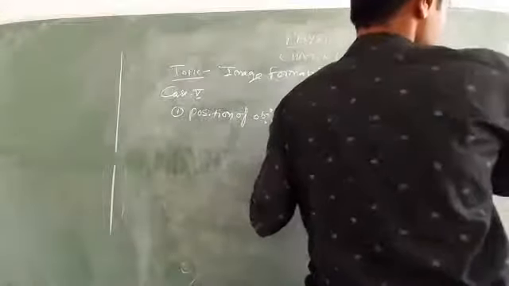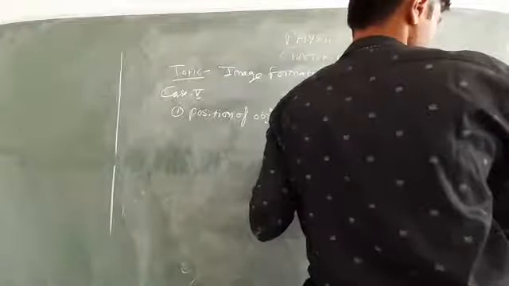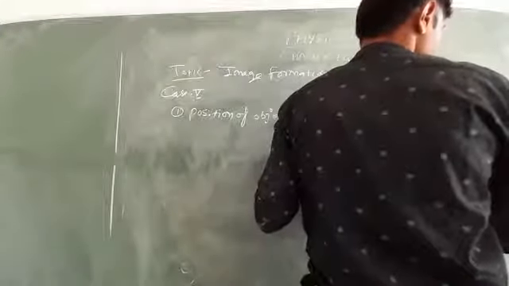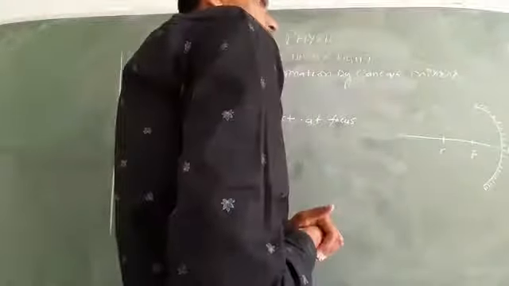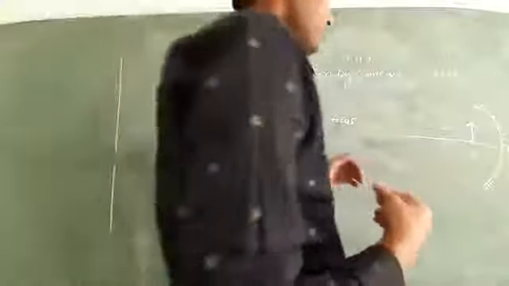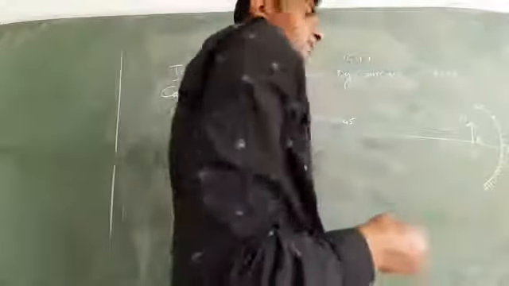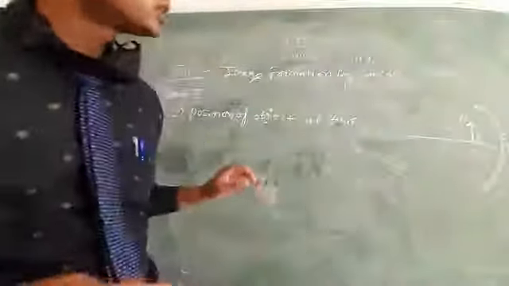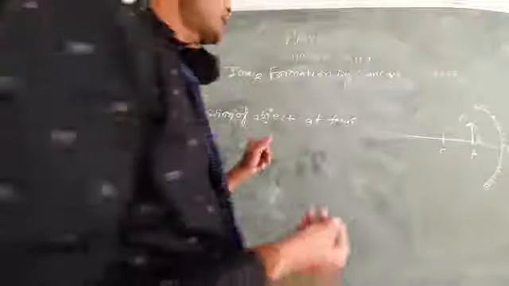Let this be a concave mirror. This is the pole, focus point and center of curvature. The position of object is at focus. Let this be object AB, placed at focus. A ray of light starts from point A and travels parallel to the principal axis.